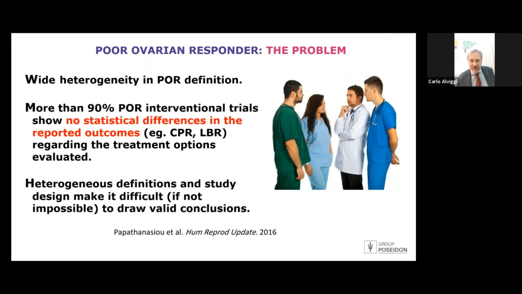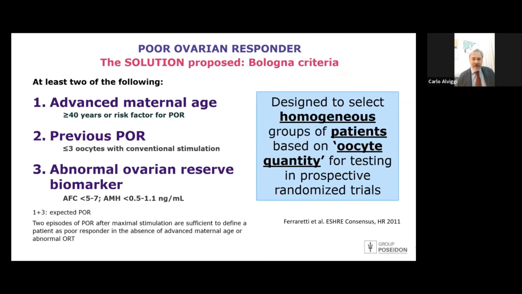Until 2011, we had probably 40 different definitions of poor ovarian response. So the Bologna criteria were incredible in bringing the scientific community together on the definition of a poor ovarian response. But if I can have the next slide, just summarizing the Bologna criteria, what I would like to show you is that the Bologna criteria are based on the idea that prognosis means number of eggs. And this is clear, I agree.